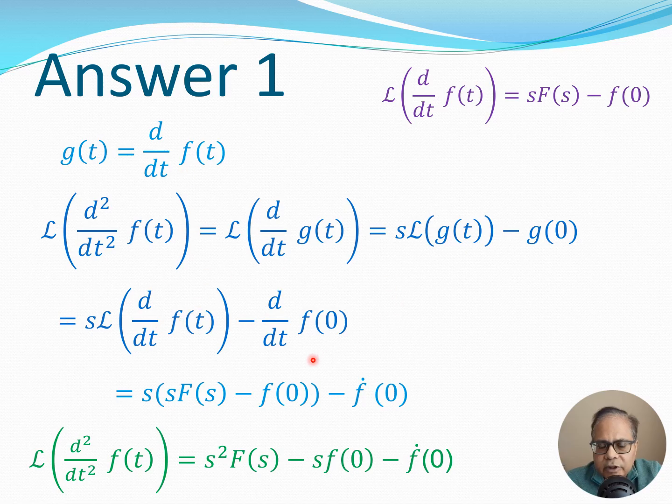So with this equation here, I can immediately substitute the Laplace transform of d by dt f(t) with this particular value. So I substitute this Laplace transform as sF(s) minus f(0) from this equation here. And so I get this equation and then I can further expand this out. So I get the Laplace transform of the second derivative of f(t) as s squared F(s) minus s f(0) minus f dot(0).